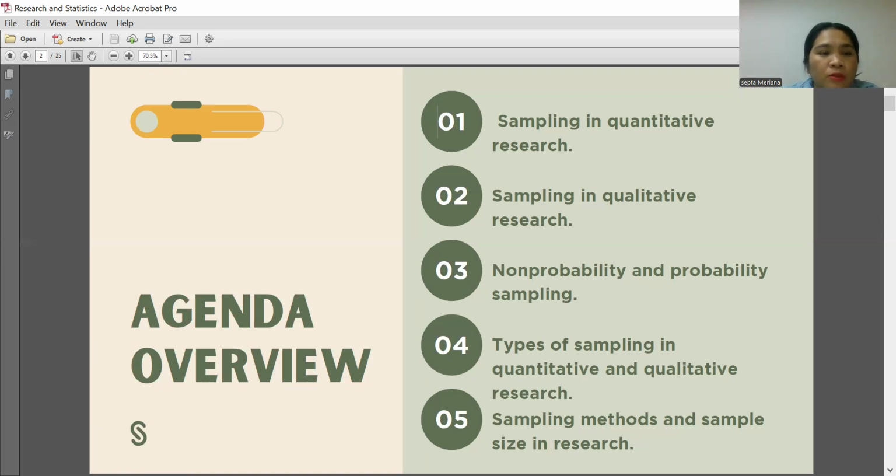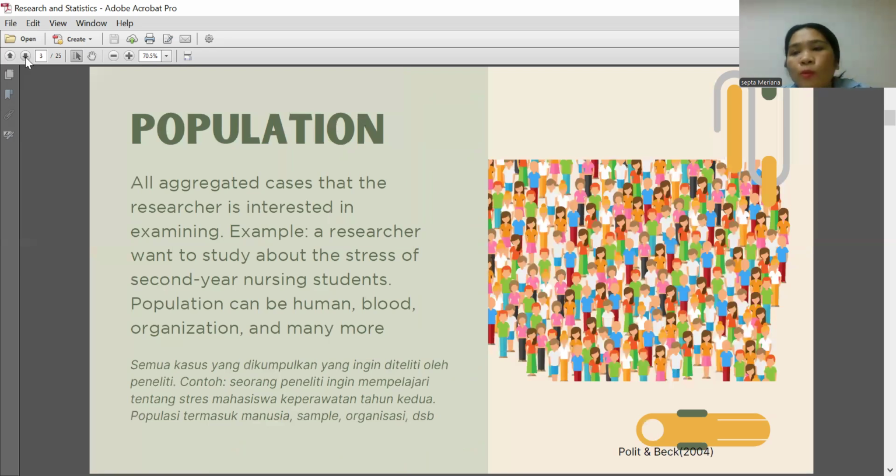So the first one, we are talking about the populations. Population is all the aggregated cases that the researcher is interested to examine. So, for example, these people, and we want to know maybe their height or their body weight. So we take the populations. This is also an example: researchers want to study the stress of second-year nursing students. So the populations can be humans, blood, organizations, and many more.